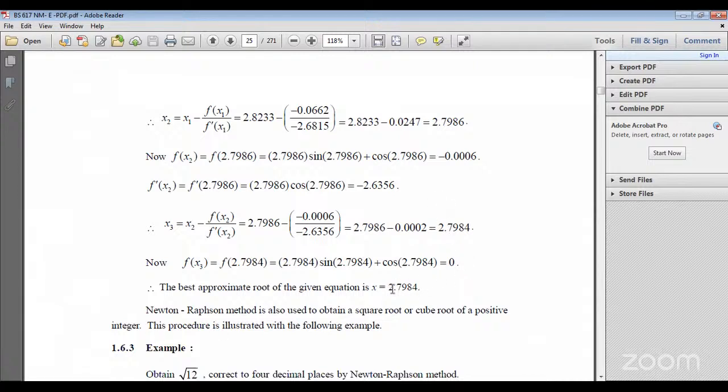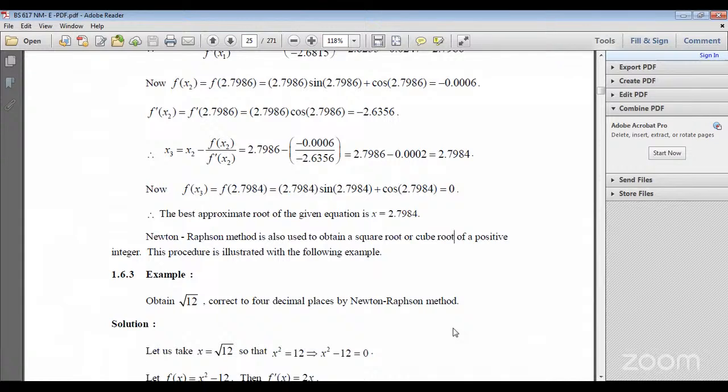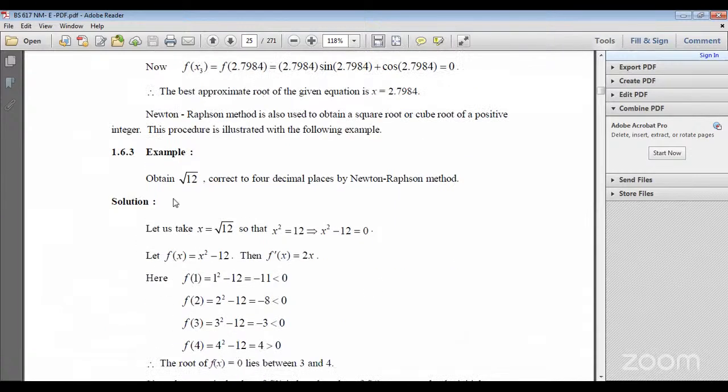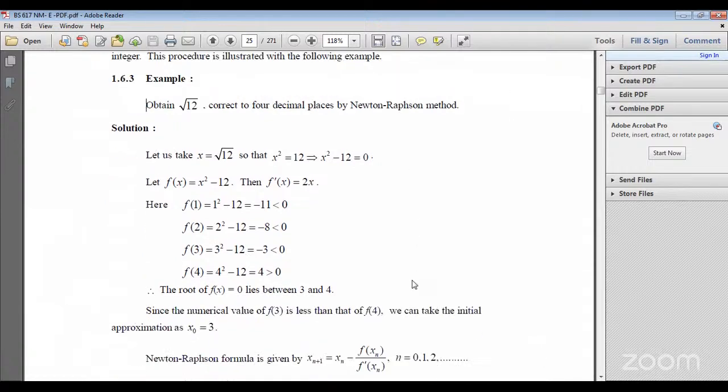So when the value 0 comes, we stop here. The Newton-Raphson method is also often used to find the square root or cube root of a positive integer. This is further illustrated with some examples we are taking here. Find the root correct to 4 decimal places by the Newton-Raphson method.